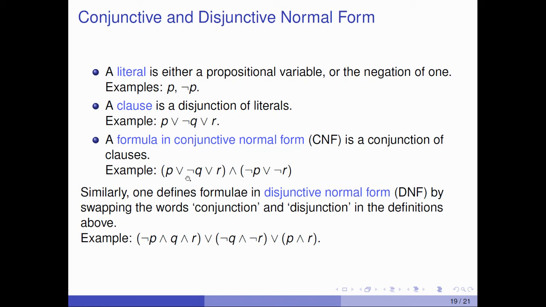Take a look. This one is a clause: P or not Q or R is one clause. Another clause is not P or not R. Then they are joined together by an and. So that is a conjunctive normal form. You have a conjunction of clauses. Disjunctive normal form, on the other hand, is the disjunction of clauses.